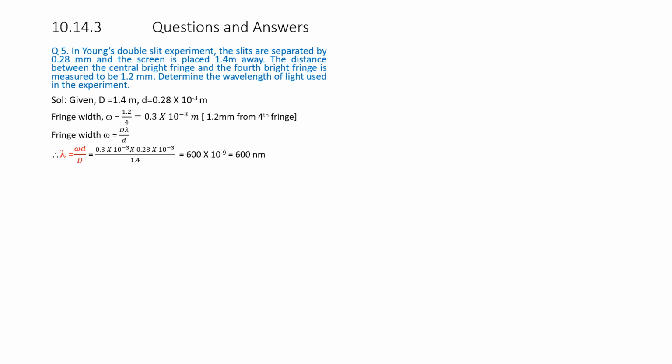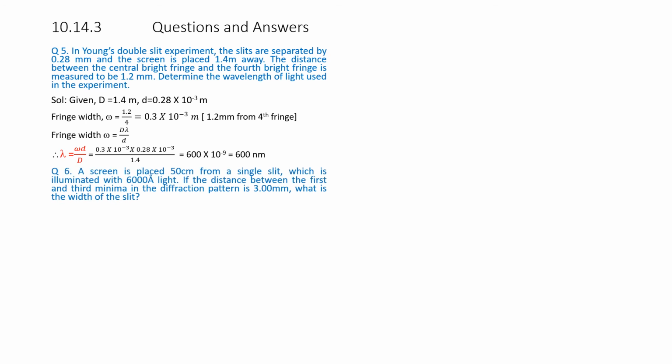So, we will calculate lambda, that is omega d by capital D, that is equal to 0.3 into 10 to the power of minus 3 into 0.28 into 10 to the power of minus 3 divided by 1.4, that is equal to 600 into 10 to the power of minus 9, that is equal to 600 nanometers.